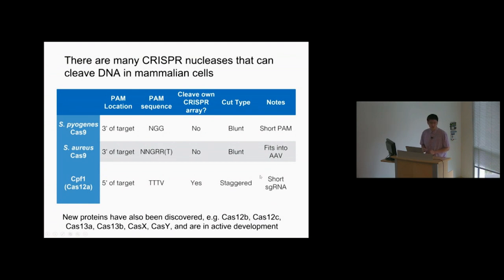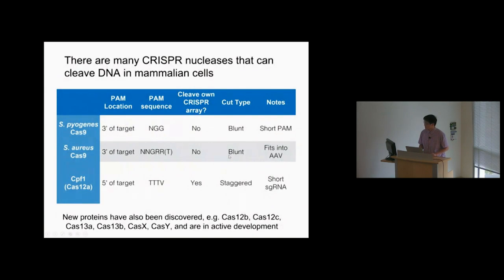One advantage of using Cpf1 is that it has a very short guide RNA, which can be more easily synthesized. It also facilitates multiplex editing. So if you deliver an array of these short CRISPR RNAs with Cpf1, you can edit many genes at the same time with a single promoter driving the expression of all of those guides.